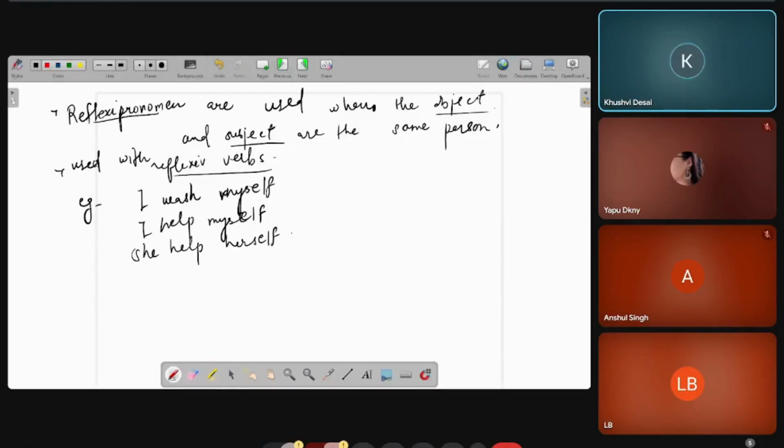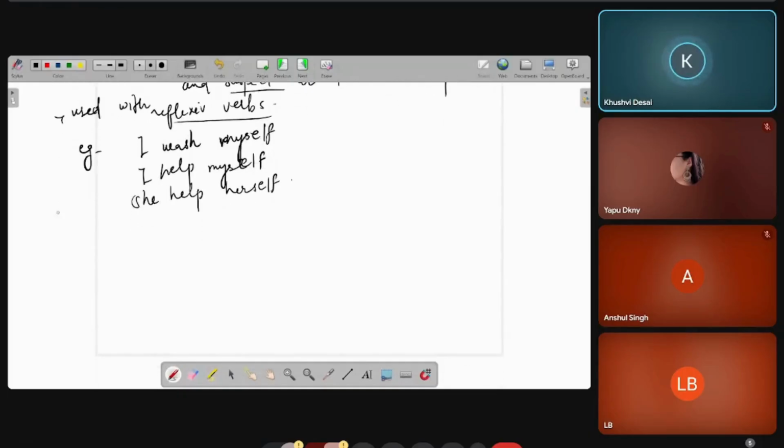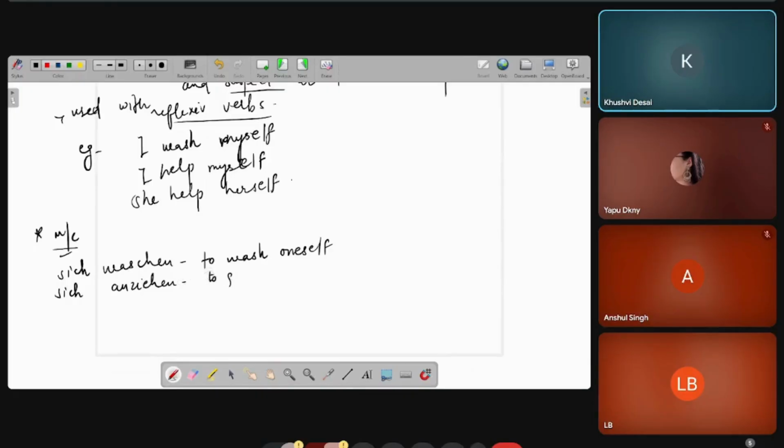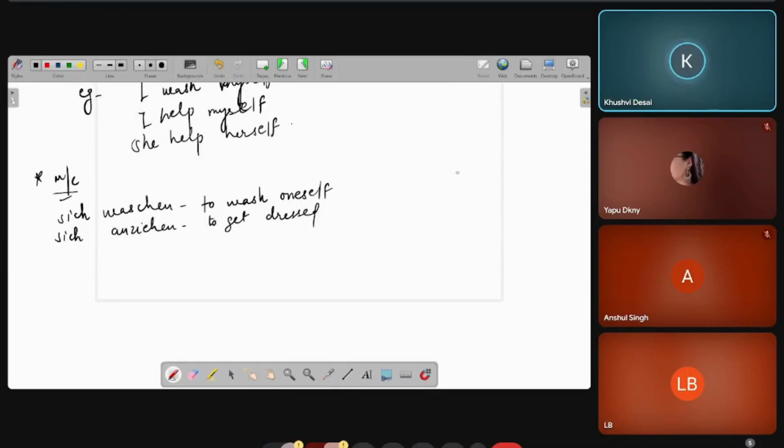Okay. Most commonly used reflexive verbs with pronomens are sich waschen, means to wash oneself. Sich anziehen, to get dressed. It's like I'm saying I'm getting dressed. So I'm the one who is performing the action and I am the one who's the object here.